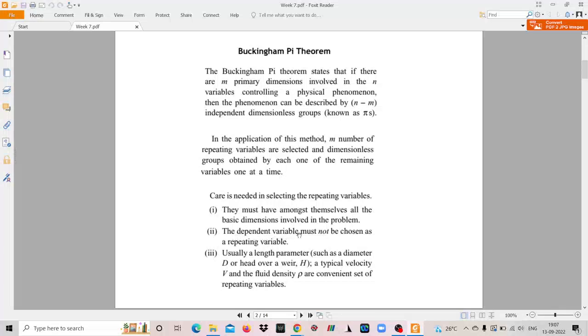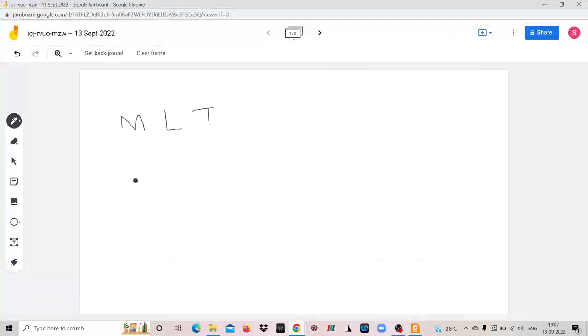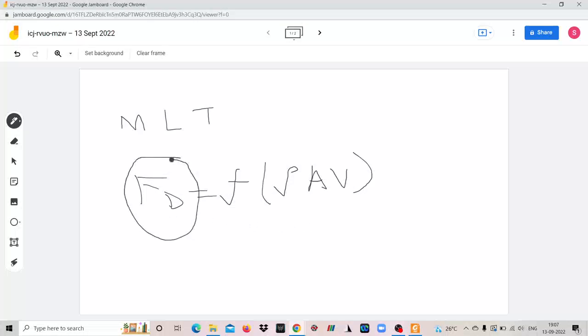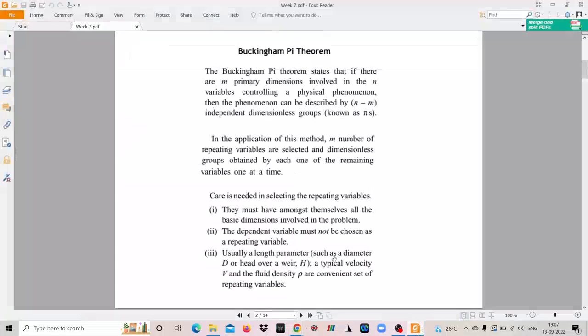The dependent variable is very important. You must not choose a dependent variable as a repeating variable. For example, in the case we have seen, the drag force is a function of density, projected area and velocity. You never select the dependent variable, that is F_D, as the repeating variable. That is rule number 2.